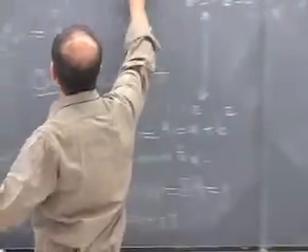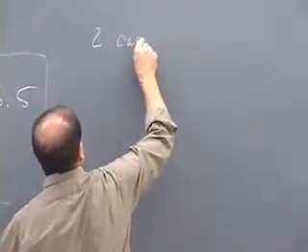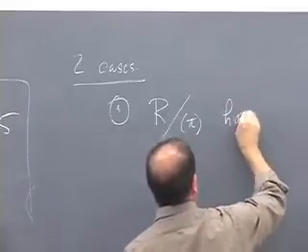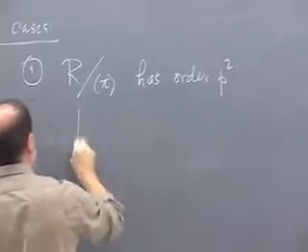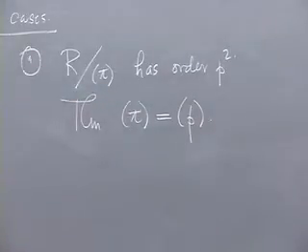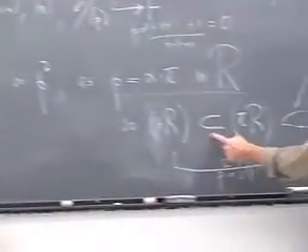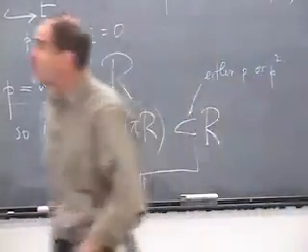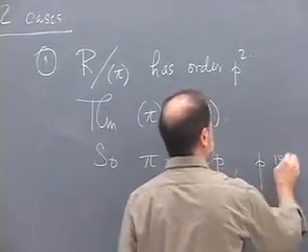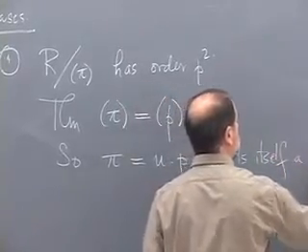Okay, so now I say that there are two possibilities. And this is where the real number theory starts. And you're going to start to see why this is so much fun for the next week. There are two cases. One, R mod pi has order p squared. Then the ideal generated by pi is the same as the ideal generated by p. Because if this index is p squared and this is contained here, then this index has to be 1, which means that this ideal is the same as this ideal, which means pi is a unit times p, right? Or equivalently, p is itself a prime in R.